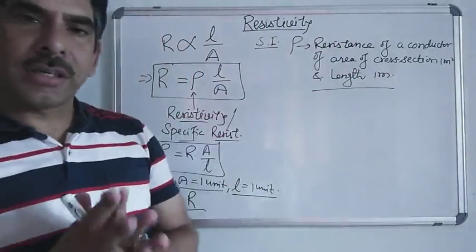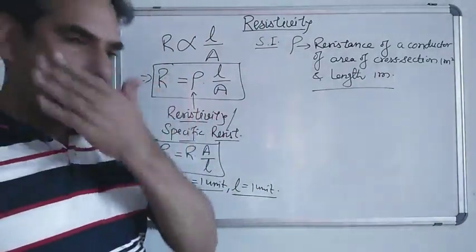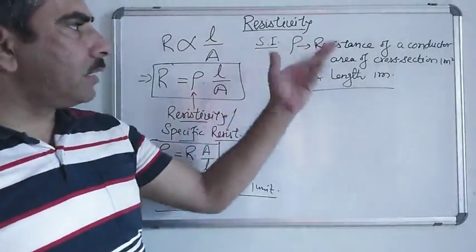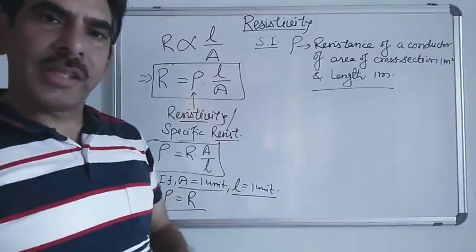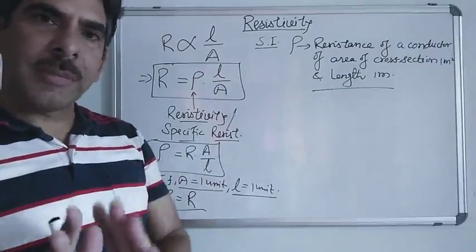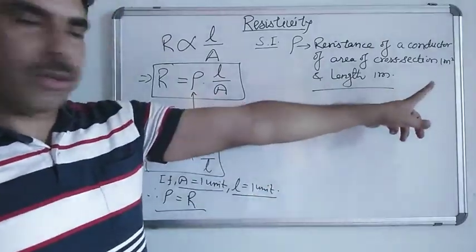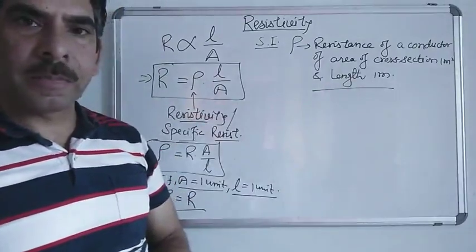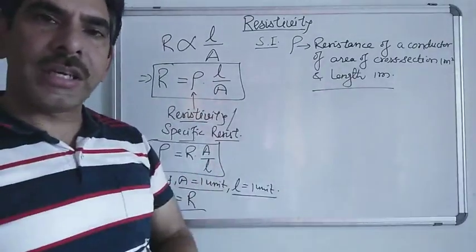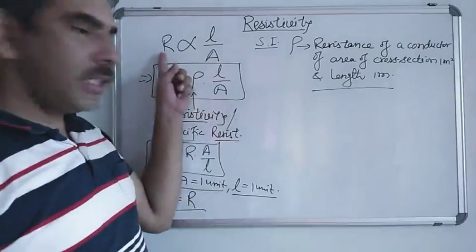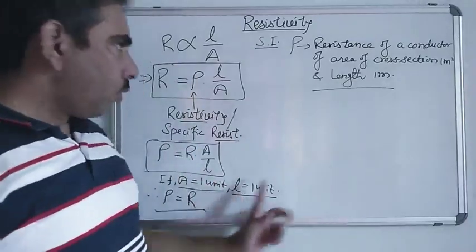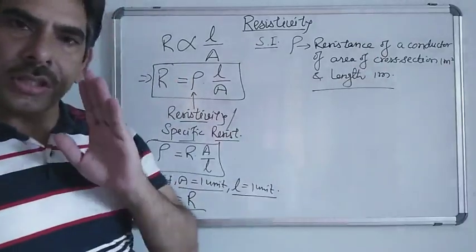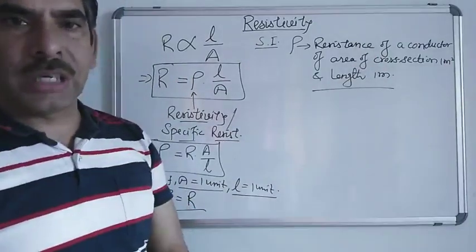So that means resistivity is something which is constant, and whatever the length or area of cross section, the resistivity of the conductor is the same as defined for 1 meter square cross section and 1 meter length. If the length or cross section of a conductor changes, its resistance changes, but its resistivity does not change, because it is defined for 1 unit of area of cross section and 1 unit length. So keep this in mind.